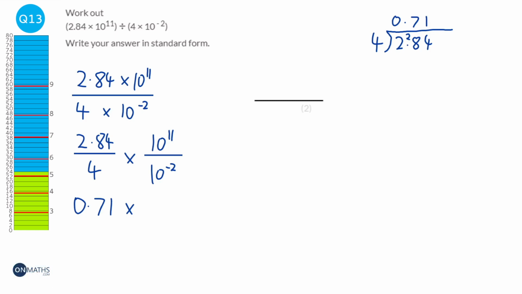So it's 11 take away minus 2. Now the two minuses, the two takeaways, actually convert to a plus, so it would be 11 plus 2, which would be 13. So it would be 10 to the power of 13.